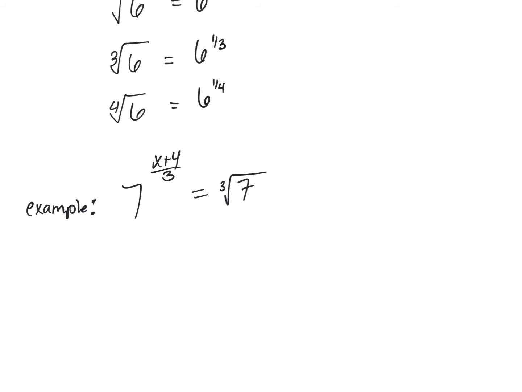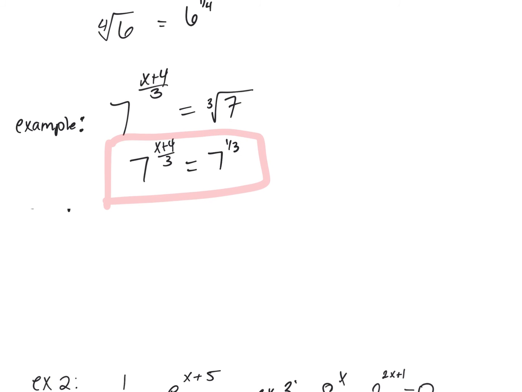All right, so our first example. My bases are already the same. I have 7 on both sides, but I need to rewrite the right side as an exponent. The cube root is 7 to the 1/3 power. So 7 to the (x+4)/3 is equal to 7 to the 1/3 power. This here is the critical step that we want to box, circle, highlight, whatever, but emphasize on your paper.